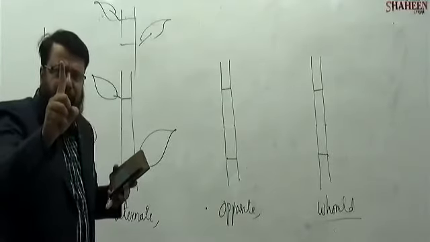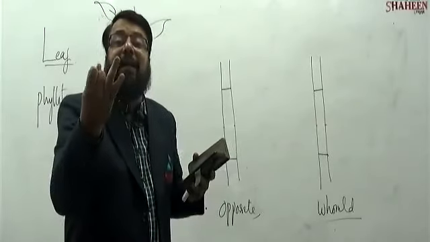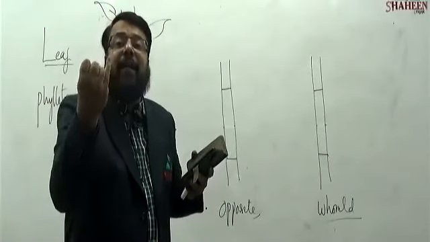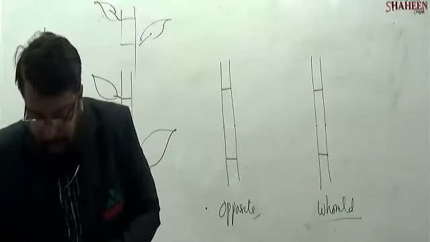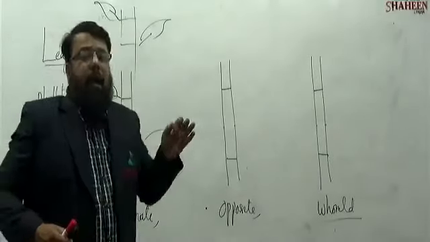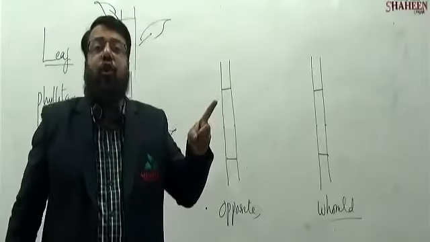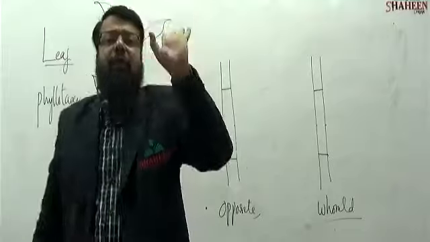Each node is producing one leaf. China rose, mustard and sunflower, these 3 plants will have alternate phyllotaxy. In alternate phyllotaxy, each node produces how many leaves? Each node produces only 1 leaf.